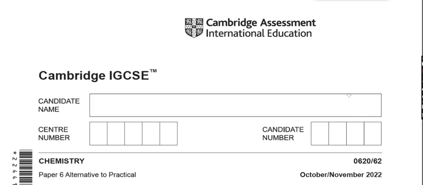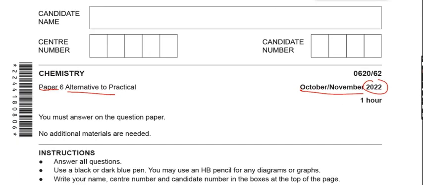Back, boys and girls. So today we are going to solve an ATP paper. You can see it's paper 6, alternative to practical, from Cambridge IGCSE, and this is from the October-November series of 2022. So we are proceeding and solving the question.